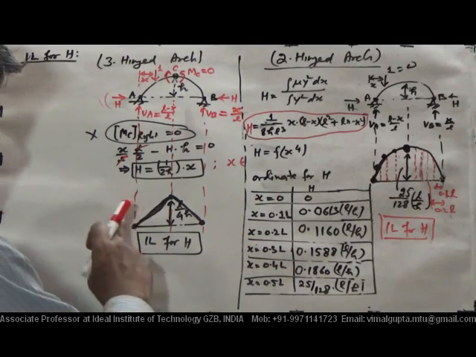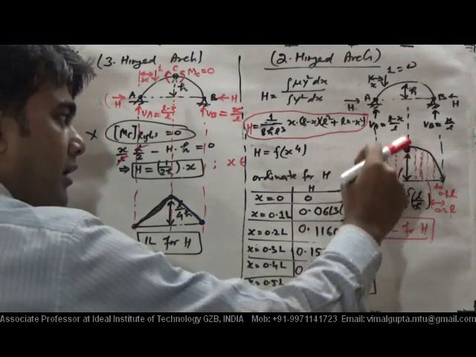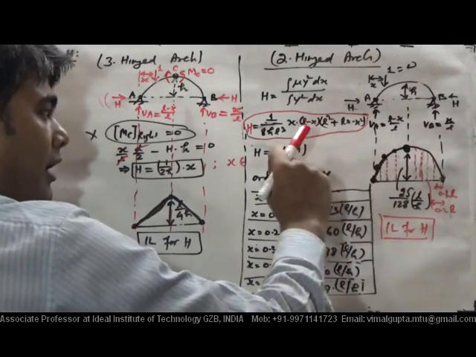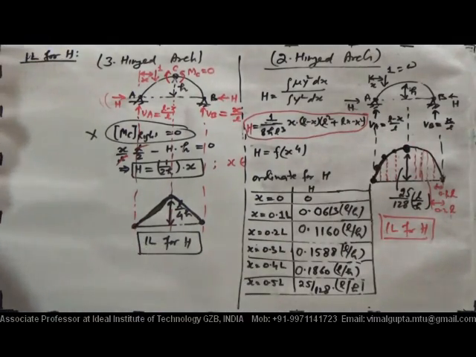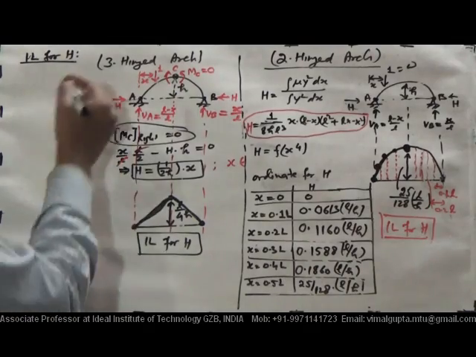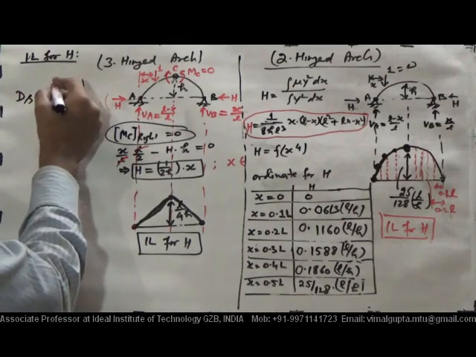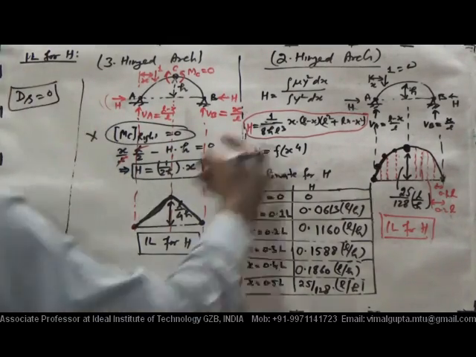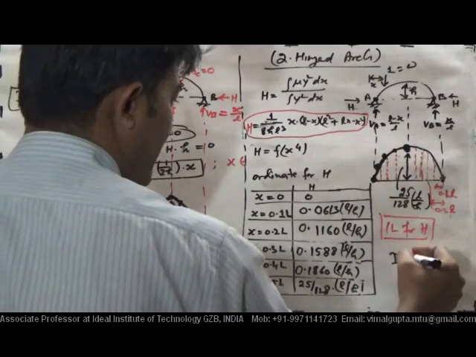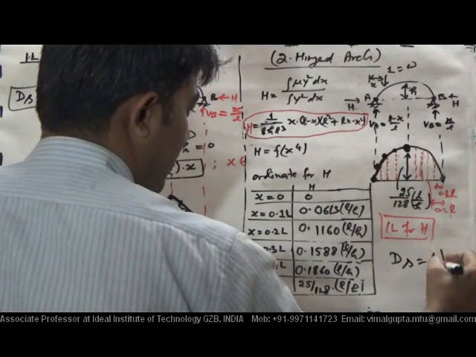The difference is only that it is a curve of order 4. Why is that? It is because of the determinacy of this three-hinge arch, since its DS equals 0, and now the DS of this one equals 1.